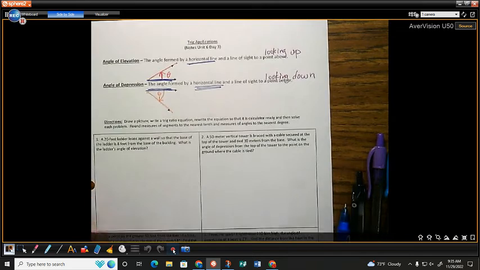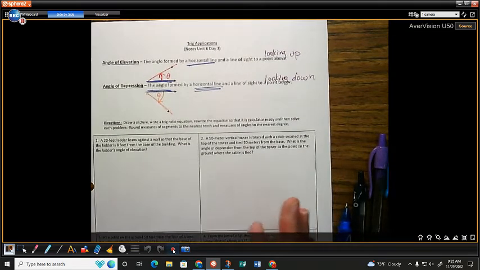Now, what I want to do is I want to show you some different ways this is going to get used. So you can practice drawing pretty pictures, setting stuff up. Some of them we will solve, some of them we're just going to set up.